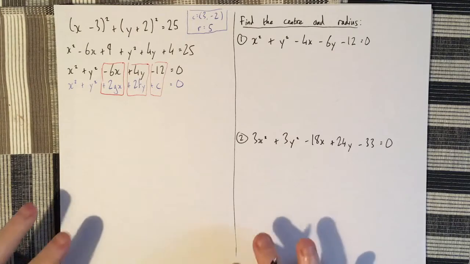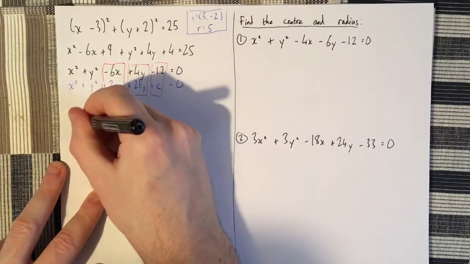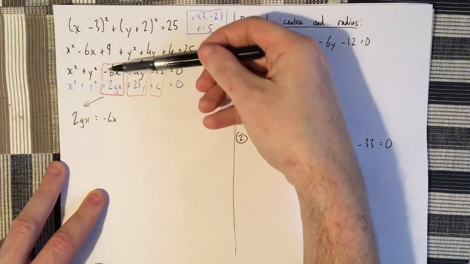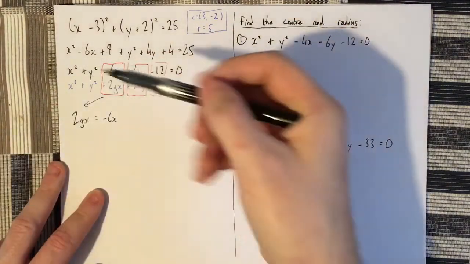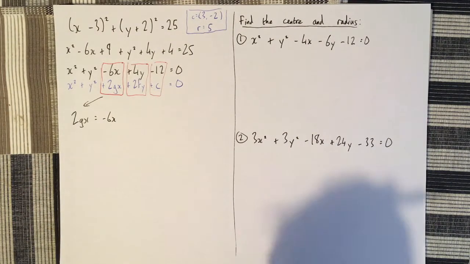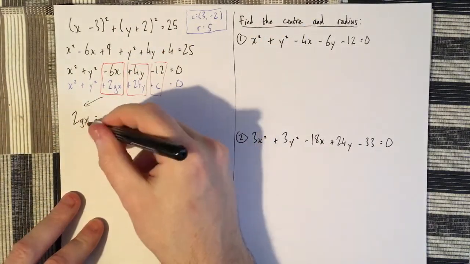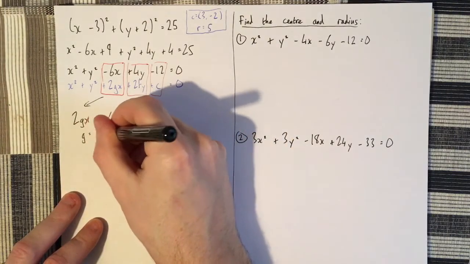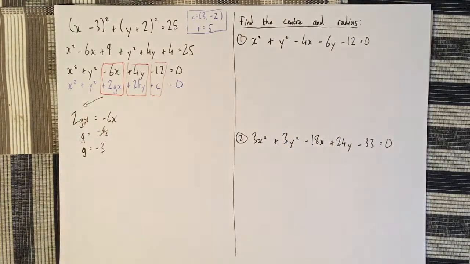It's really easy to get the sign mixed up. So just comparing 2gx is equal to minus 6x. Okay, so we're just comparing those terms because they're in the same place in the formula and in the actual equation I've got here. So 2gx is equal to minus 6x. I've got an x on both sides, so I can cancel that. So I've got 2g is equal to minus 6. So that means g is equal to minus 6 over 2. So g is equal to minus 3.